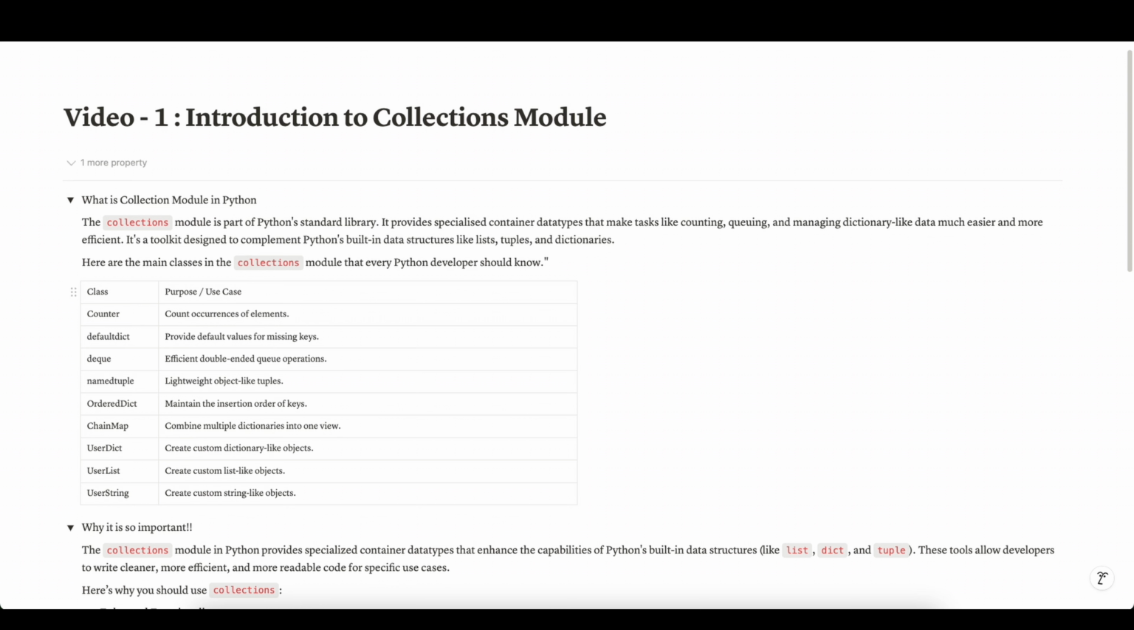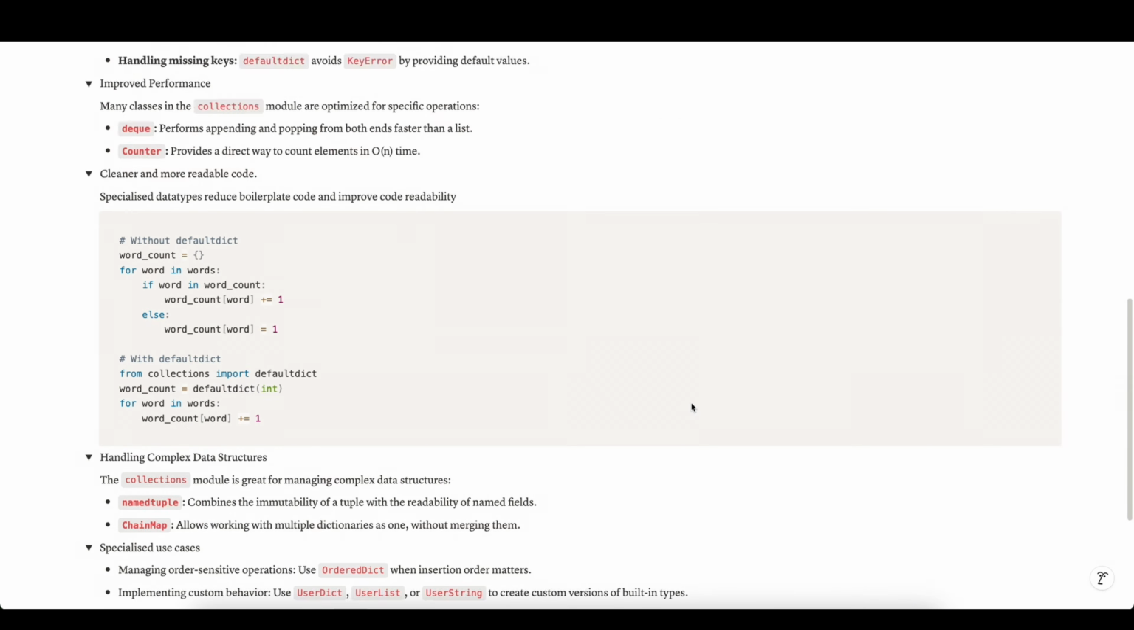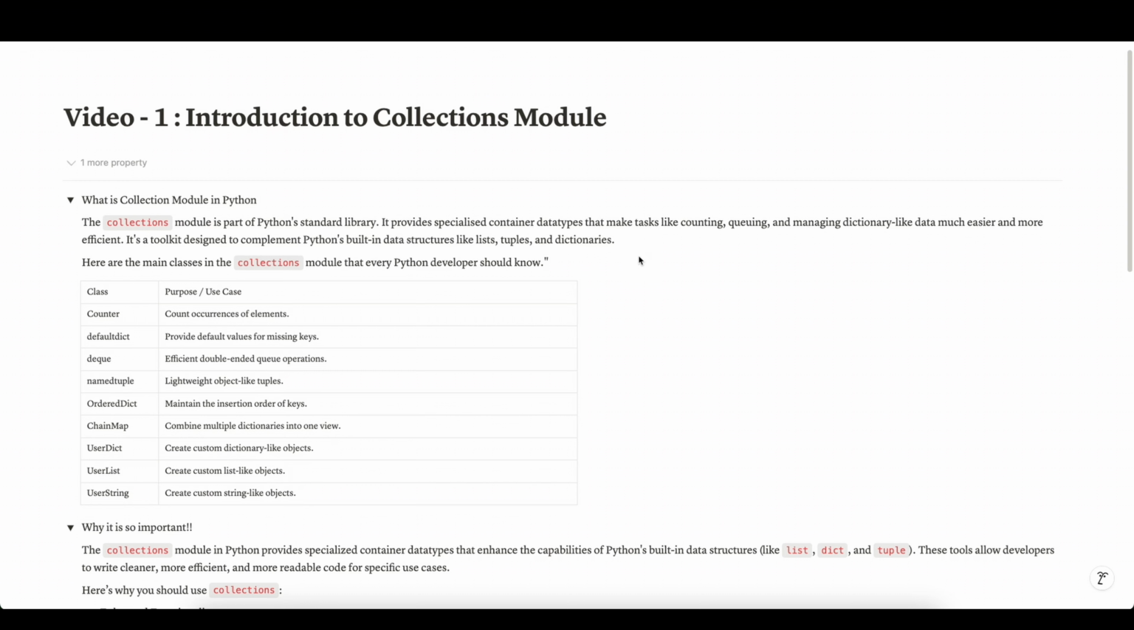Overall, when to use collections: when you need more functionality than standard data structures provide, at that time you can use collections. When you want to improve performance for specific operations, you can use collections. When working with complex and customized data structures, you can use collections. When writing clean and maintainable code, you should use collections, because this collections module provides very efficient and cleaner code. Using this you can write better code.